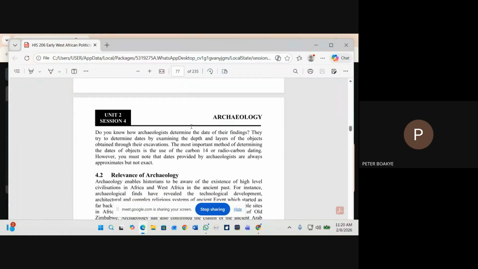Do you know how archaeologists determine the date of their findings? They try to determine this by examining the depth and layers of the objects obtained through the excavations. And so the most important method of determining the dates of objects is the use of carbon 14 or radiocarbon dating.